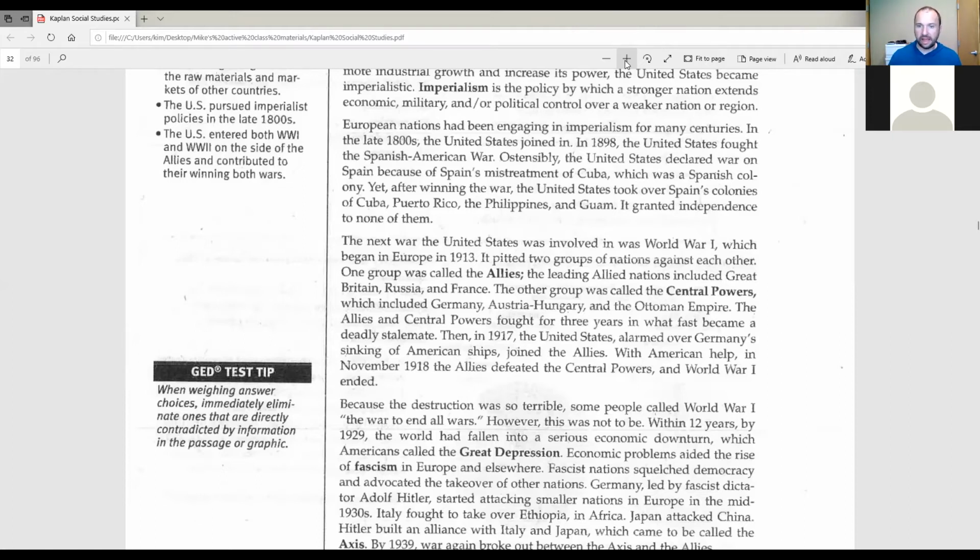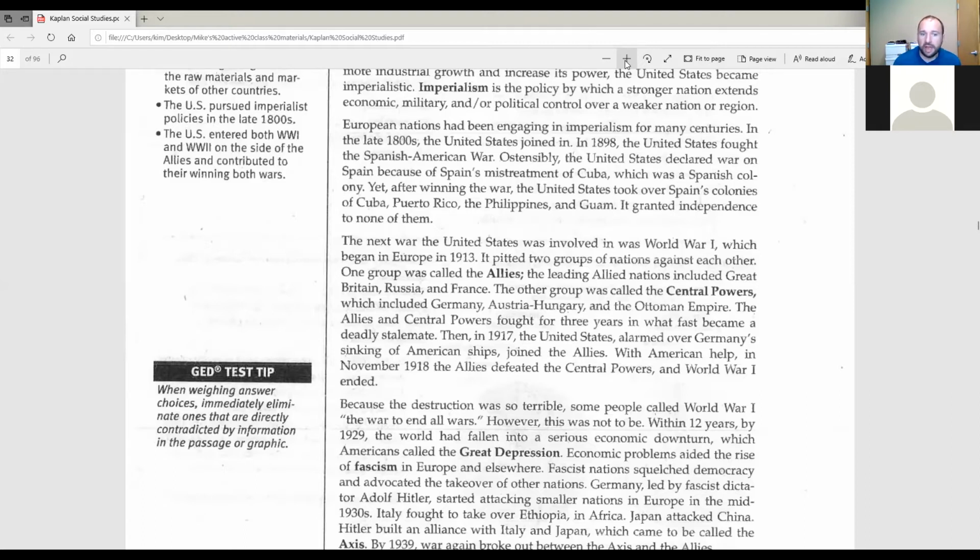So the Allies, and I'll pull up a map in a minute, but that's Great Britain, Russia, France, and there's other countries that join the Allies. On the other side, we have the Central Powers, which at the time were Germany, Austria-Hungary, and the Ottoman Empire, which is present-day Turkey and doesn't exist anymore, right? The Ottoman Empire.